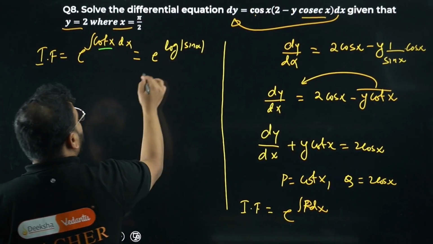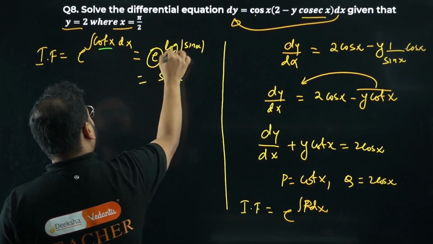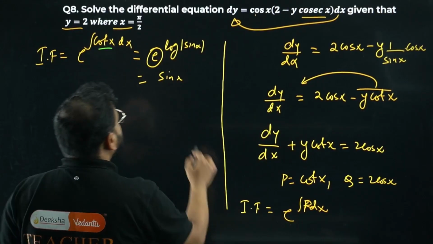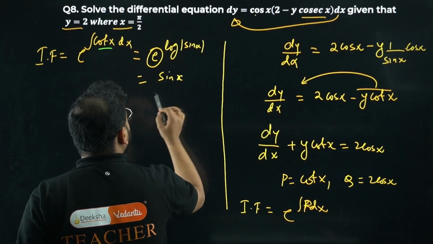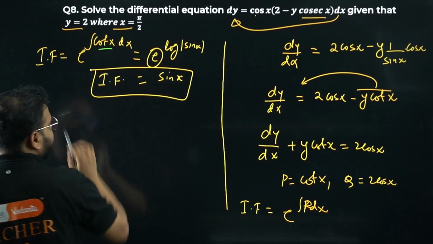What else do I have? e and log will cancel the effect. We'll get this as simply sin x. Exponential and logarithmic functions are inverse functions, right? So we'll cancel the effect. I'll have simply sin x left here as my integrating factor. Let's write the final answer.